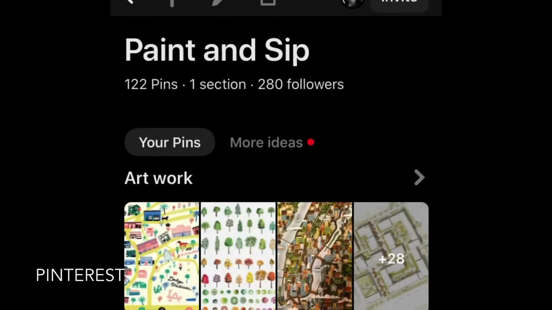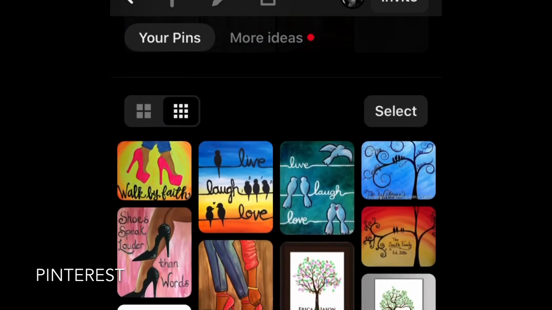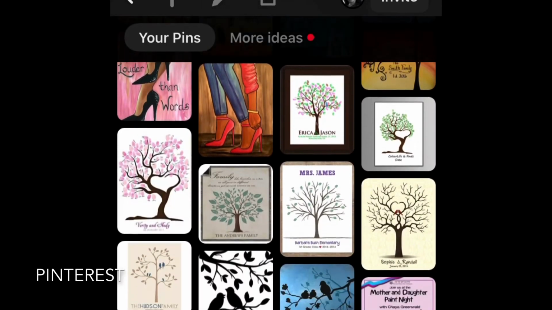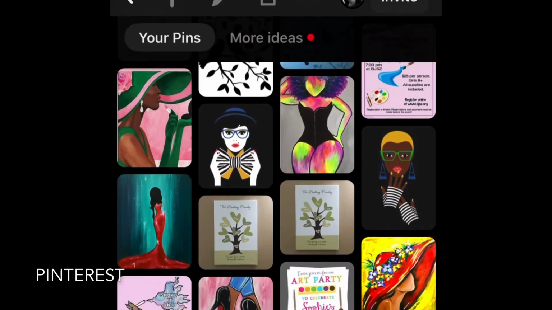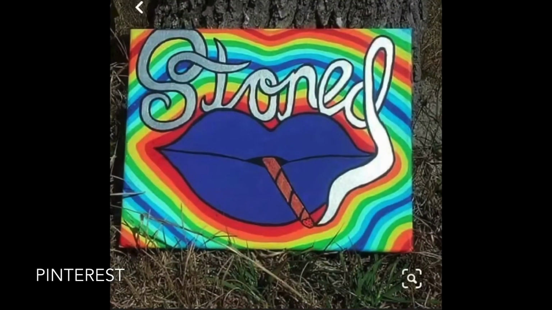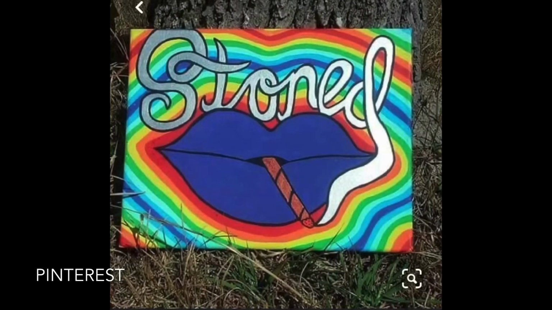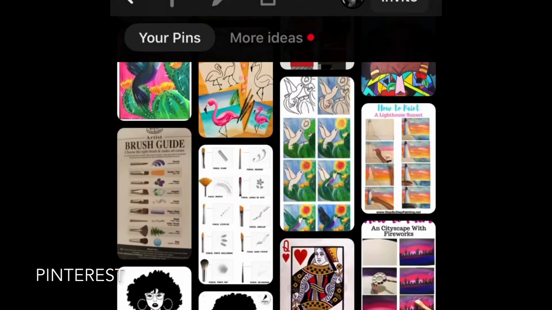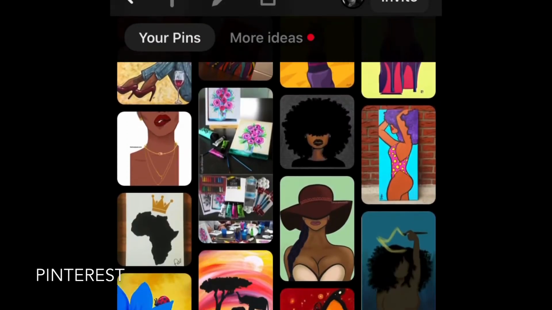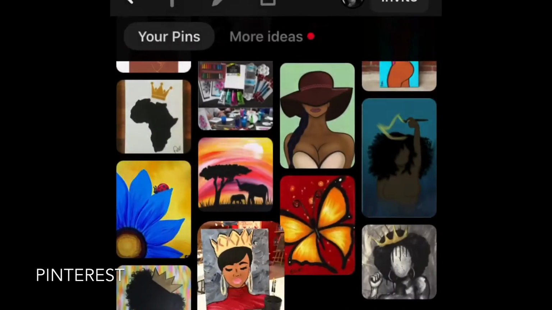Today we will discuss how to find an image for a paint and sip. When looking for inspiration, I always start with Pinterest. If you're not familiar with Pinterest, it is a platform that allows individuals to share interests and ideas visually. I created a paint and sip board with images I thought would be easy to trace or transfer to a canvas. I will include this board in the description.